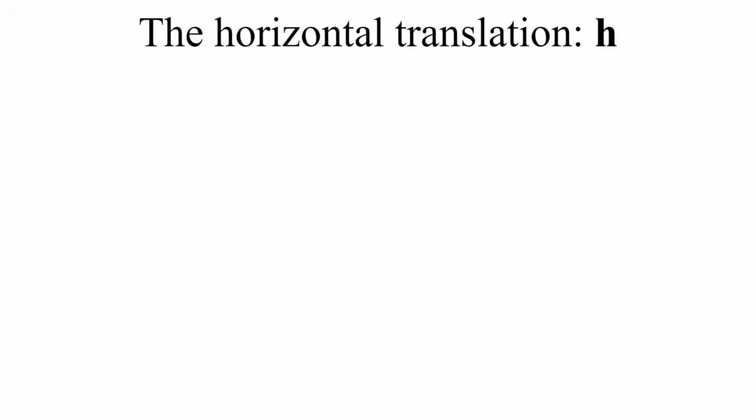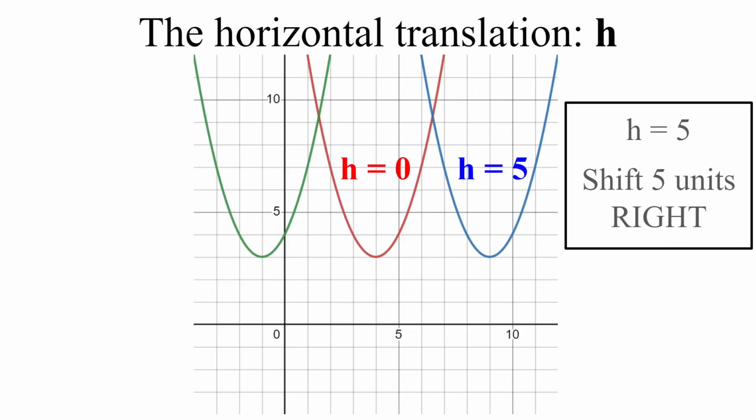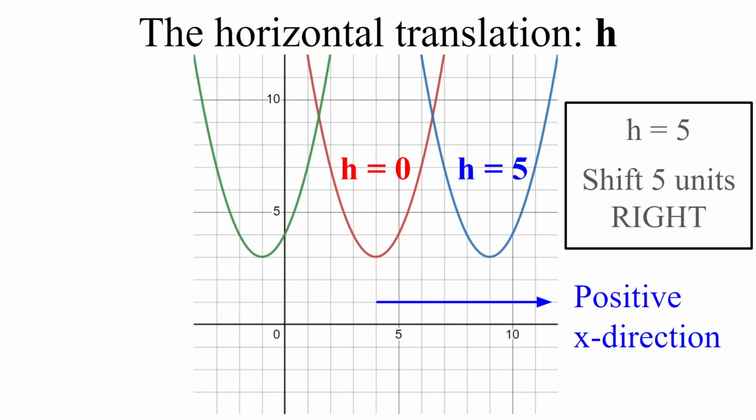Okay, so the very first thing we're going to talk about is the horizontal translation, which we will represent with the letter h. So let's say the red function in the middle is our starting function, and that has an h value of 0. The one on the right is moved 5 over to the right, so that has an h of 5. So when h is equal to 5, that means to shift our function 5 units to the right. The reason why positive 5 tells us to go to the right and not left is because right is the positive x direction.